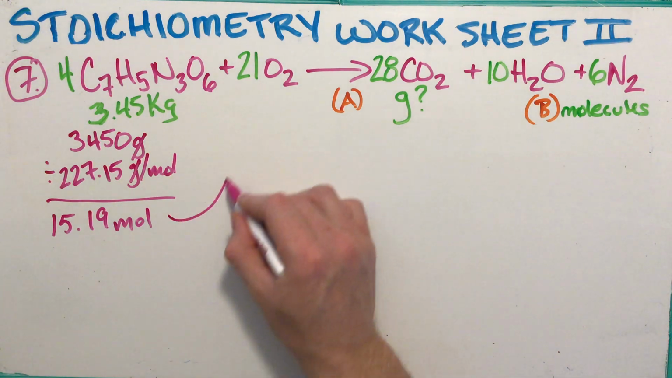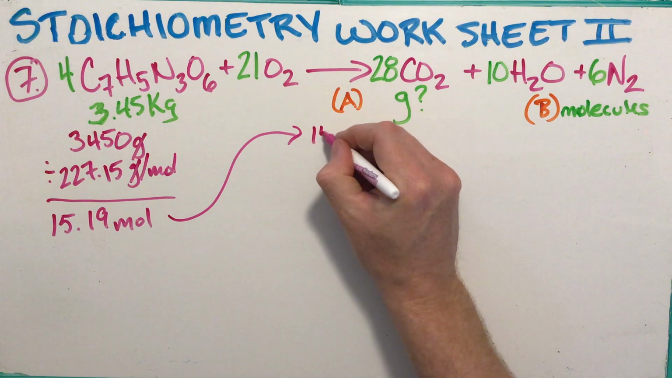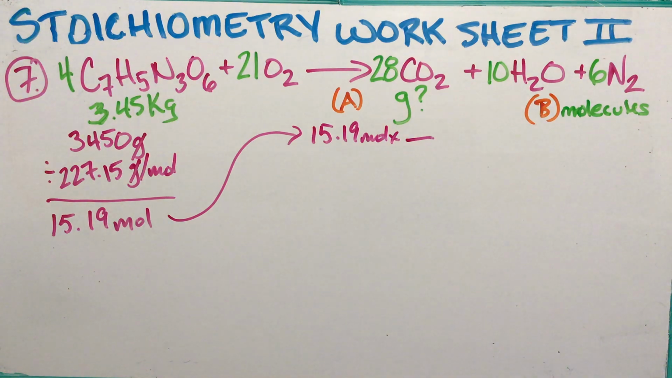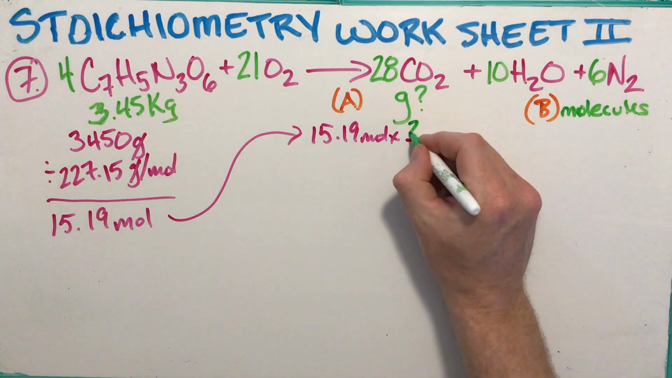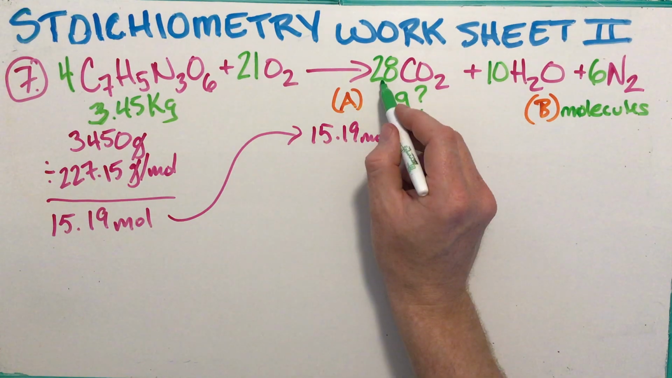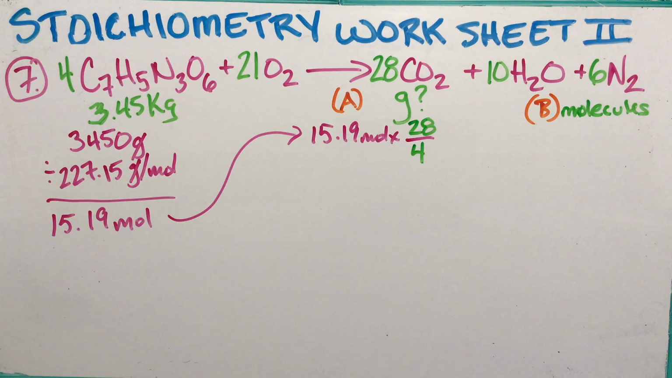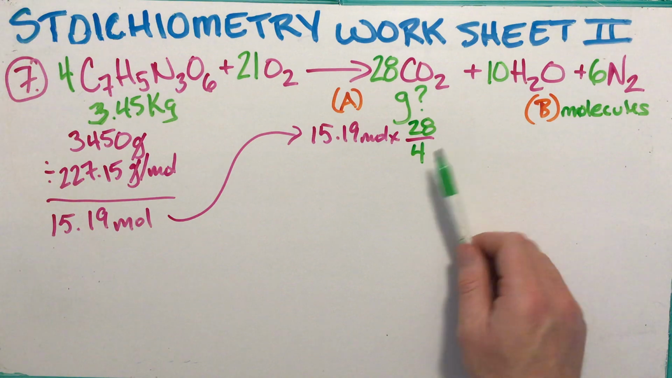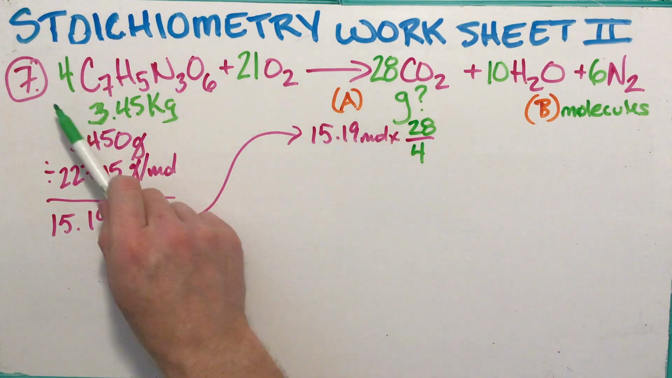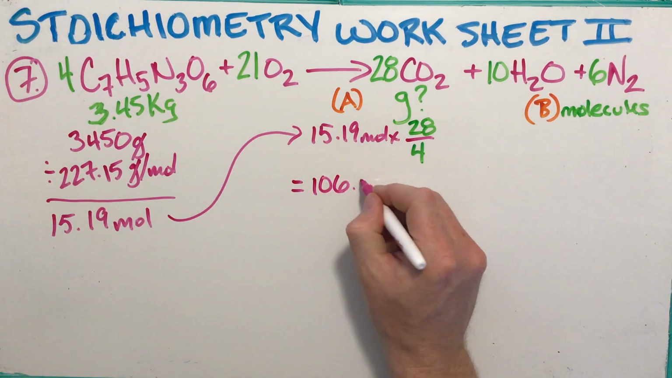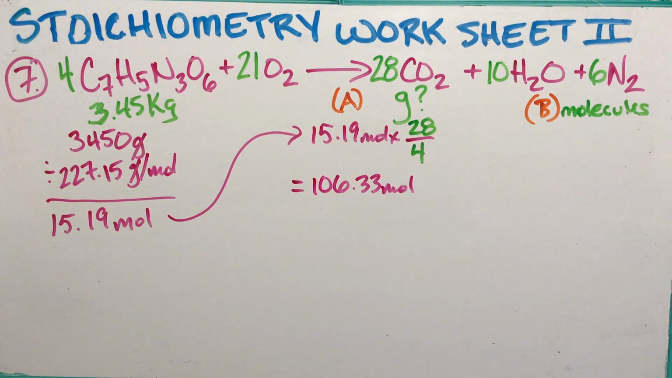And then I'm going to bring that up here. 15.19 moles, and I'm going to multiply it by my mole ratio. My mole ratio looks like a weird one here, but the head of the arrow is where there's a 28, and the heel of it is where there's a 4. Head over heels, 28 over 4. 28 divided by 4 is 7. 4 becomes 28, it increases by 7, so this will increase by 7. So I do that, and I end up with 106.33 moles.